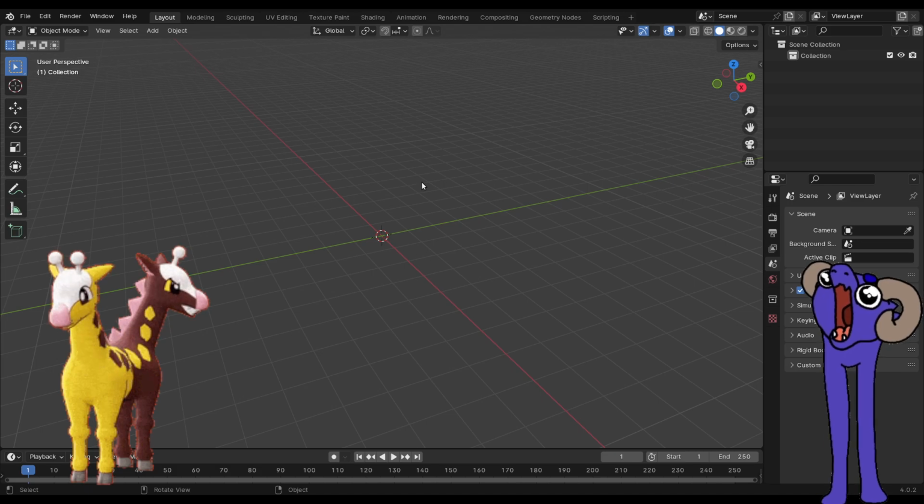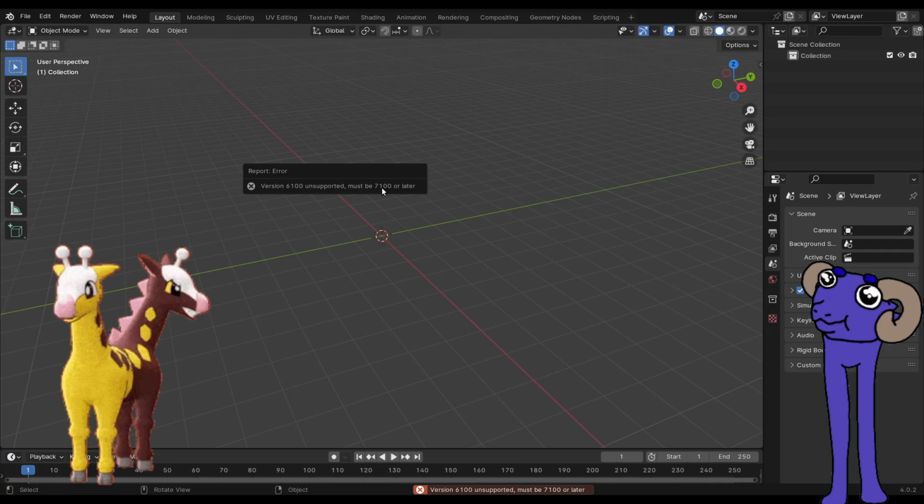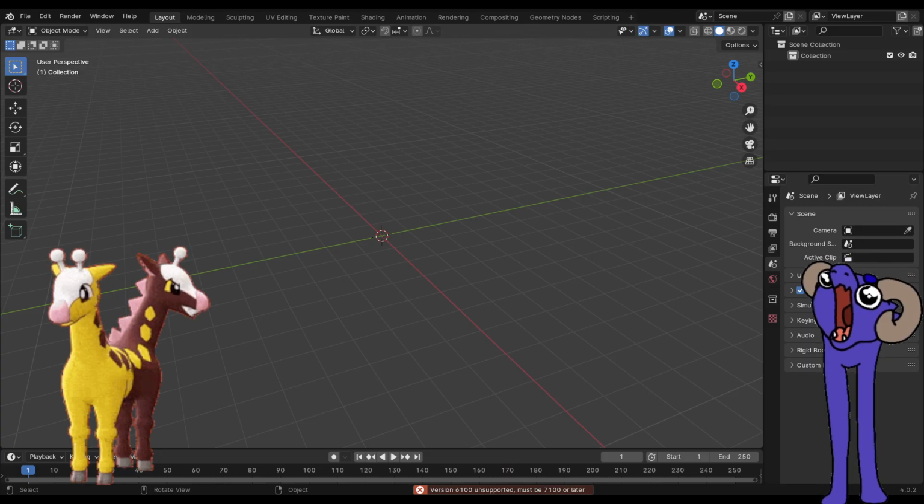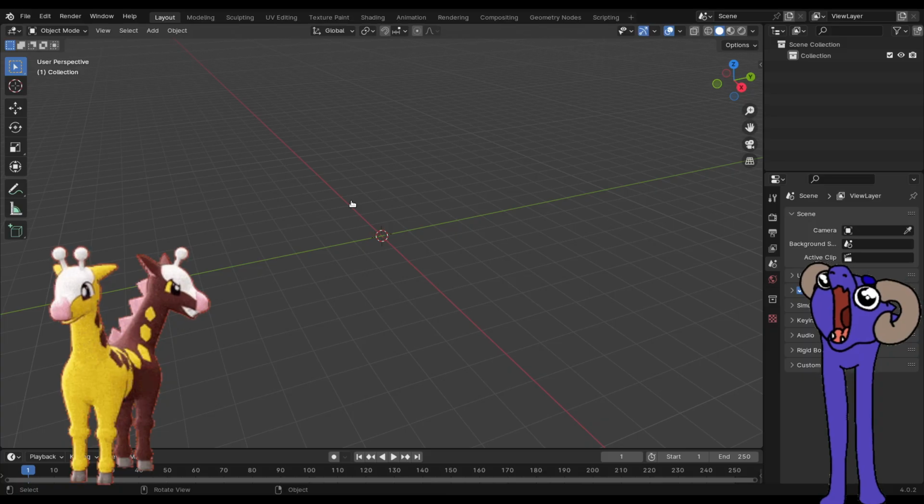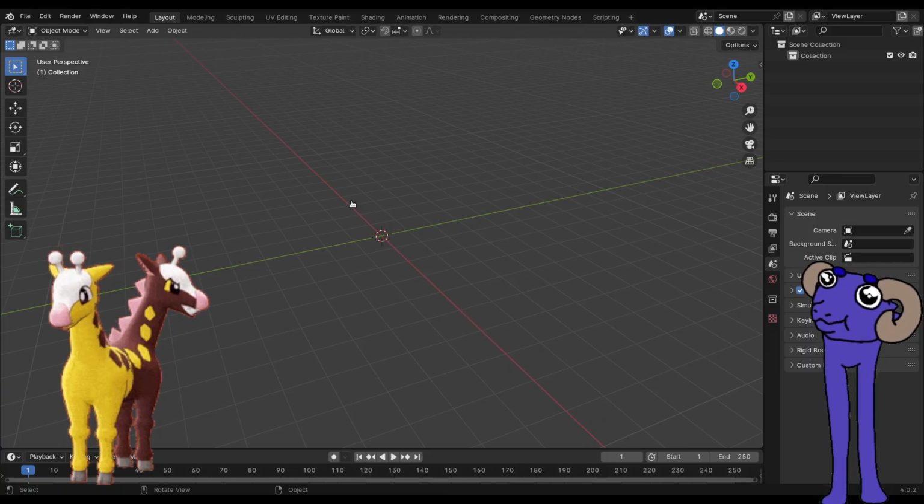Let's try and import the FBX again. Like, why doesn't this work? Must be 71 or later. FBX 6100 Blender. Try the Autodesk FBX converter. Okay.